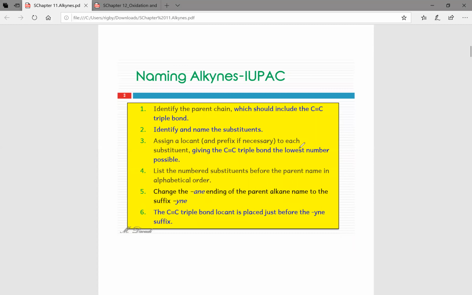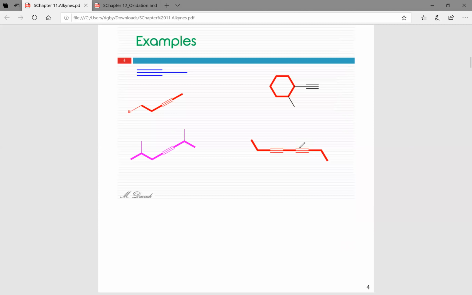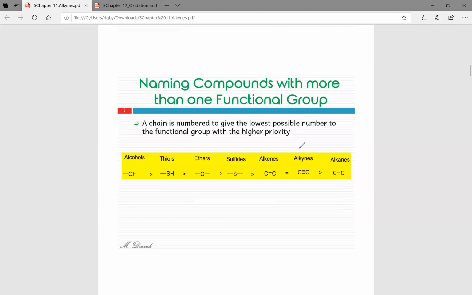Okay? So let's talk about naming these triple bonds. Essentially, we'll be naming these things very similarly to how we named alkenes. We give the triple bond the lowest number possible if we can, or if there's another substituent that's a higher priority. And let's talk very quickly about the different priorities. I'm going to skip past these examples, which we will come back to in a moment.